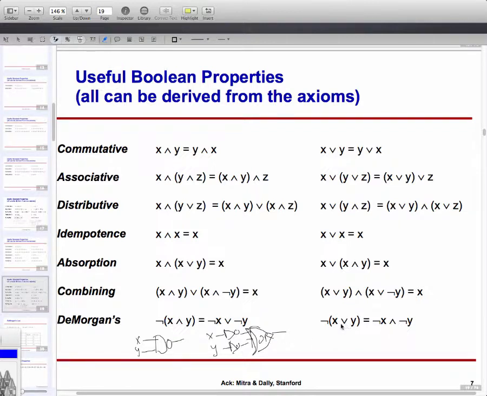And this one is saying the same thing. It's basically saying if I have a NOR gate, I can change it by inverting the inputs and replacing the OR functionality by the AND functionality.